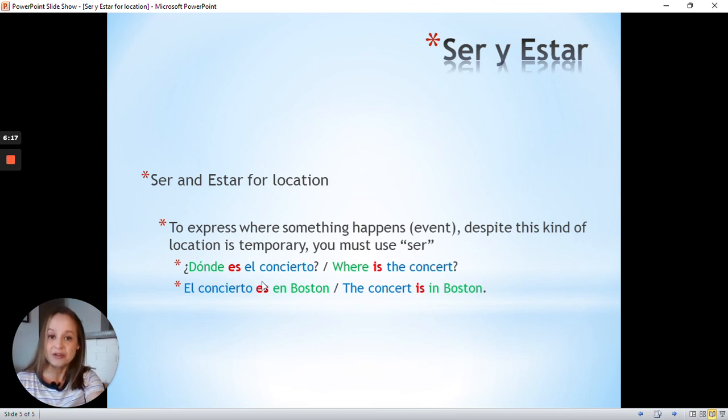¿Dónde es el concierto? Where is the concert? El concierto es en Boston. The concert is in Boston. So as you can see, we can use both verbs, ser and estar, to express location. When you are talking about animals, people, or things, including big buildings or locations that are impossible to move, you have to use estar. But when you are talking about a specific event, where something is going to take place, where something is going to happen, in that context we need to use ser.